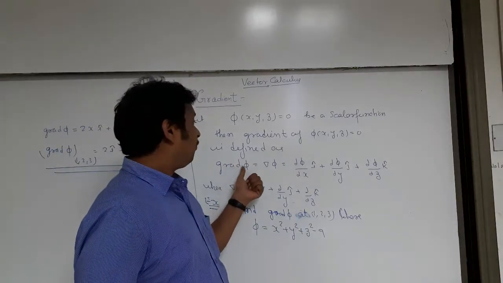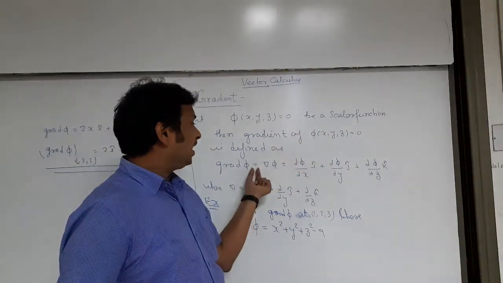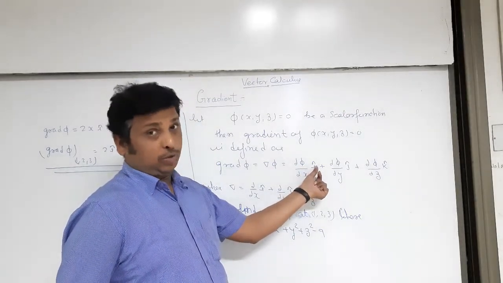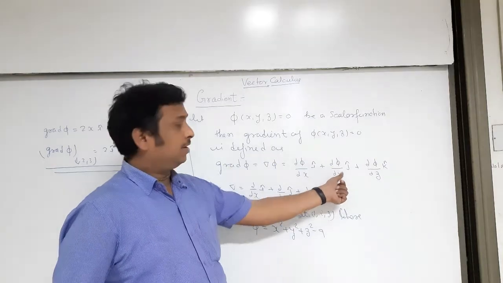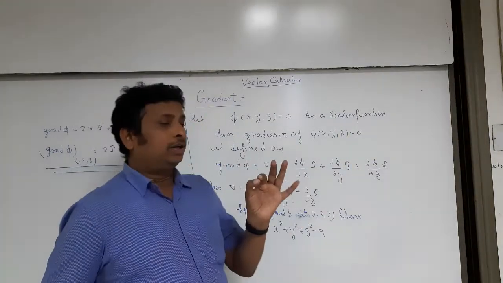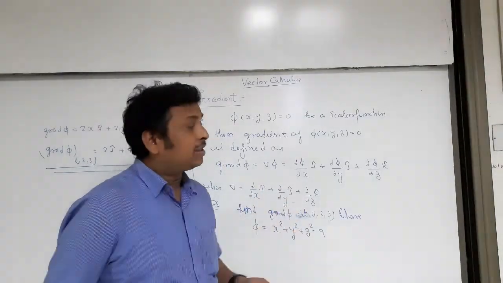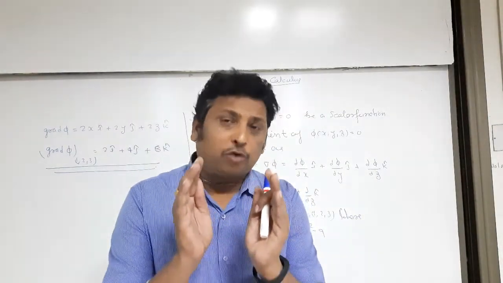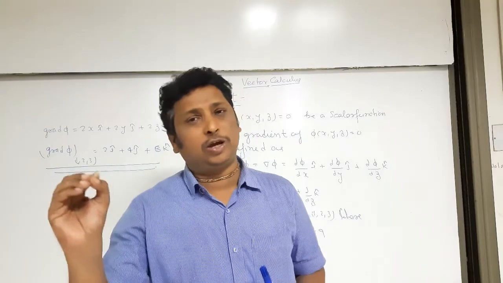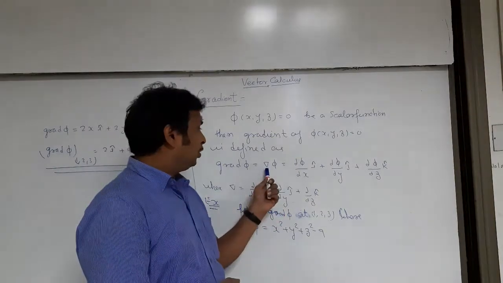So gradient of phi, if phi of x, y, z is a given scalar function, then what is the gradient? Just calculate del phi over del x into i cap, del phi over del y into j cap, del phi over del z into k cap. Just put the values here and you will get the answer. Whatever surface or phi is given, find del phi over del x, del phi over del y, del phi over del z and put the values here. It is also denoted by del phi.